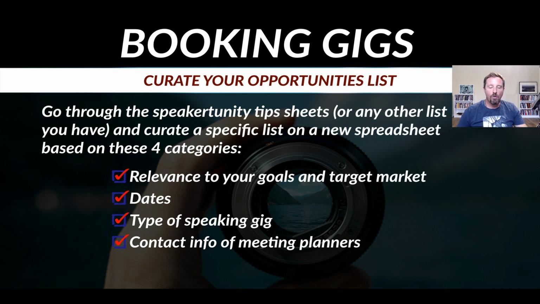Okay, so we want you to really take the Speakertunity tip sheets as an example. Let's say you're looking for podcasts and you are going to pore through all the options that are available that month, and you're going to copy and paste those onto a separate spreadsheet, and you're going to organize it. So now, just like we talked about in prospecting mastery with regards to the lead list, once you populate it, you have the ability to reach out to these leads one at a time.